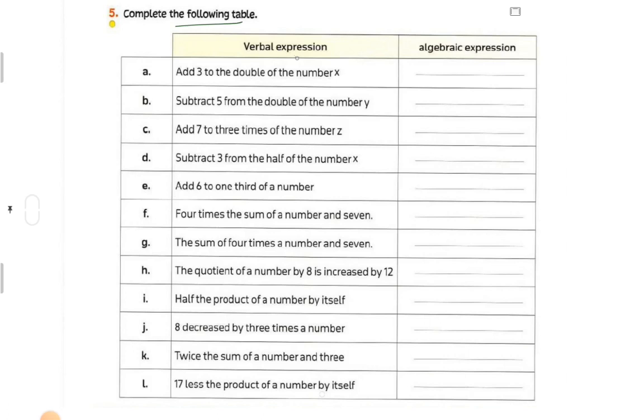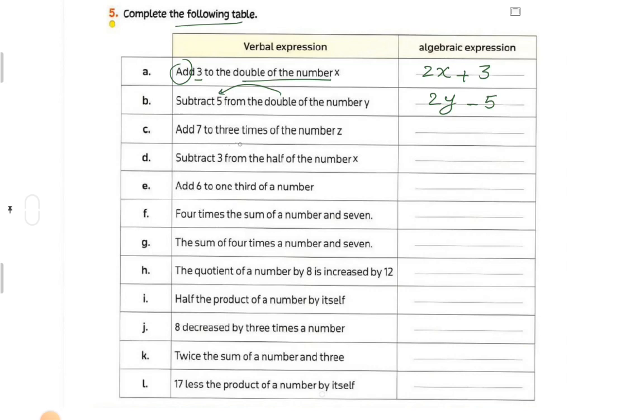Verbal expression converted to algebraic expression. Variable number 1, add 3 to the double of number x. Add means plus 3 to what? To the double of x. Double x means 2x. Add 3. Subtract 5 from: this is first, the greatest one, and this is the smallest one. Double of number y, 2y. Subtract 5.